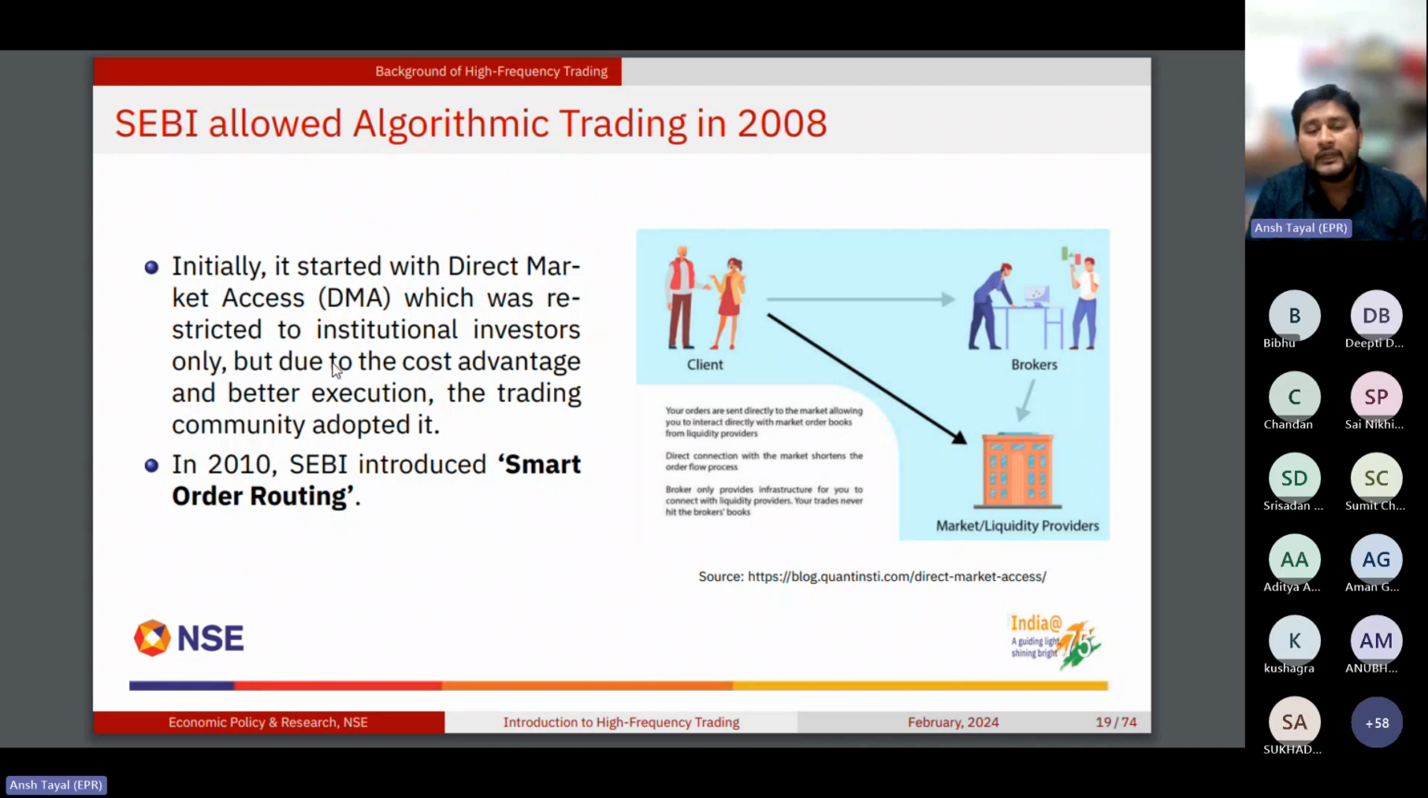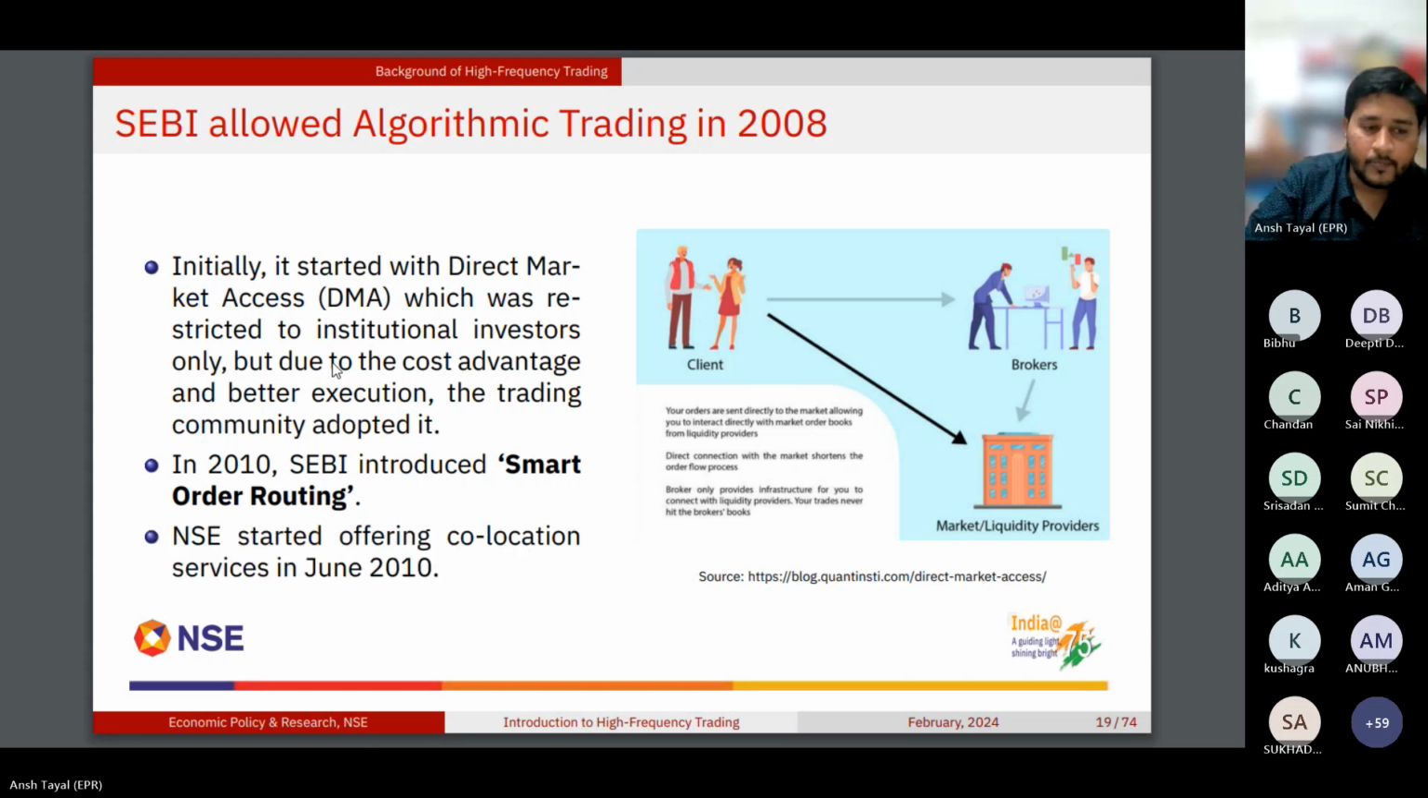Smart order routing is exactly similar to Reg NMS that I just explained for the US markets. If you are placing your order through smart order routing, if you place it at NSE but there is a better price available at BSE, your order will be automatically routed. And NSE started offering co-location services in June 2010.